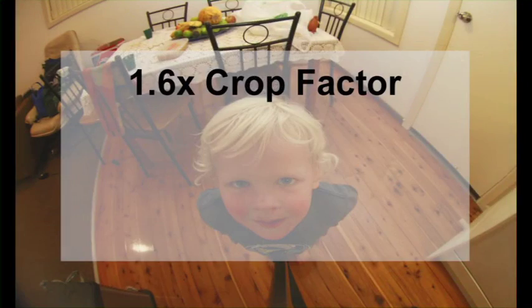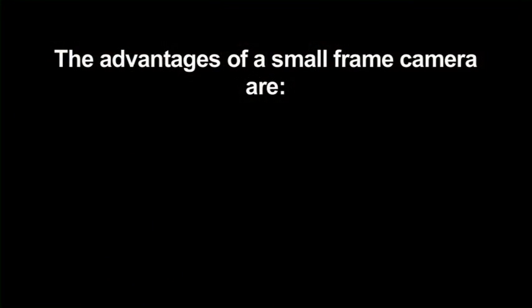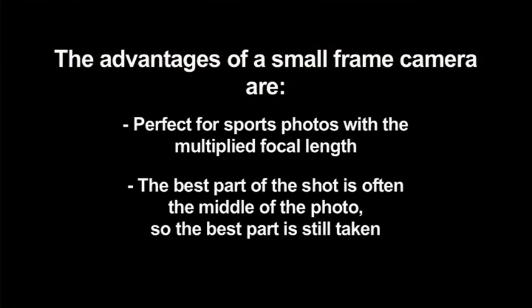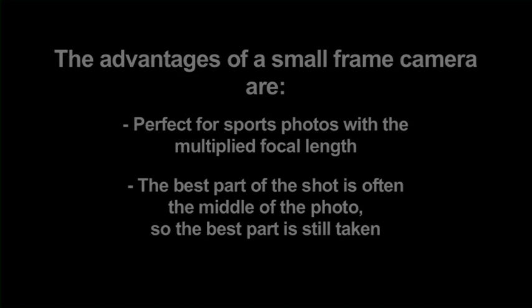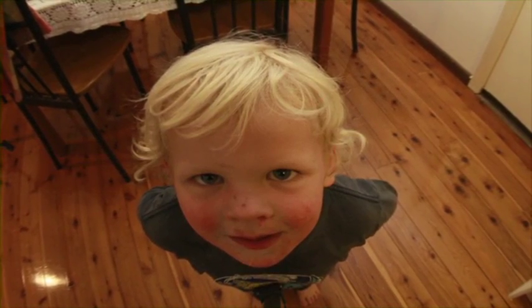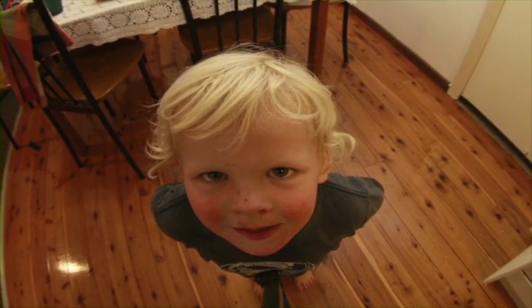The small frame has a crop factor of 1.6 and it actually magnifies your shots. So when you're shooting with a 50mm lens, it will be the same as an 80mm lens. Small frame cameras are perfect for sports, as this magnification turns a 200mm lens into a 320mm lens. Cameras tend to shoot more quality images close to the center of the photo, so even though the photo is cropped, it's still taking the best part of the photo. So the choice is yours, full frame or small frame: large frame for landscapes, and small frame for anything that needs to be magnified, for example sport or wildlife photography.